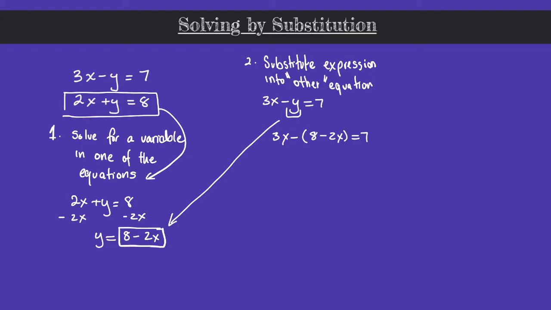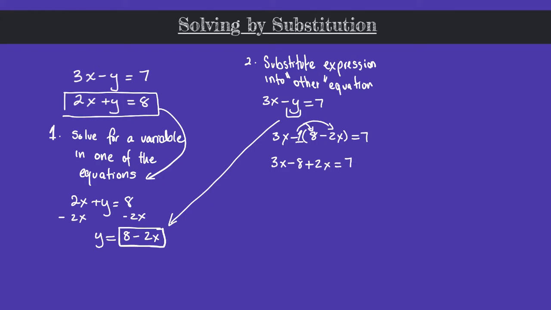The first thing I'm going to go ahead and do is get rid of these parentheses by distributing. Okay, and when you have that parentheses and you have a negative or even a positive in front of it, that is an understood 1 that's there. So we have 3x. Negative 1 times 8, positive 8, is negative 8. And negative 1 times negative 2x is a positive 2x, and that is equal to 7.